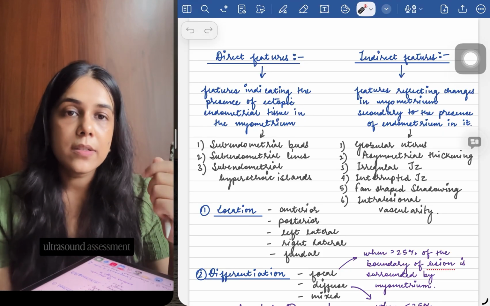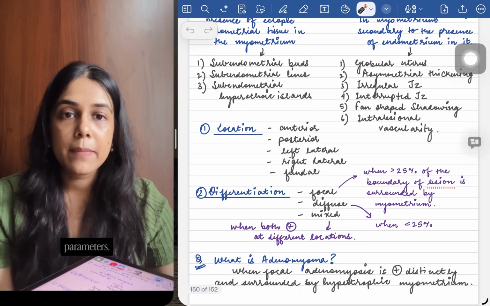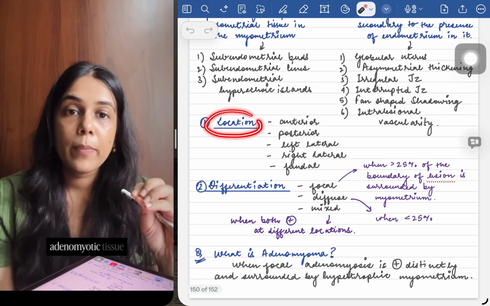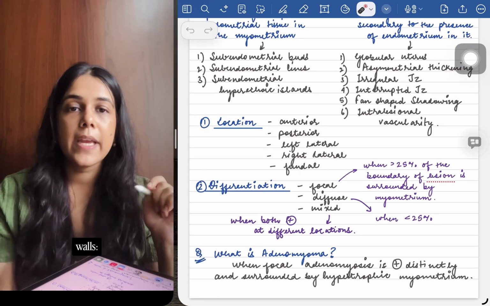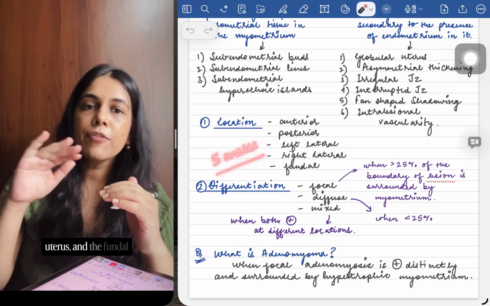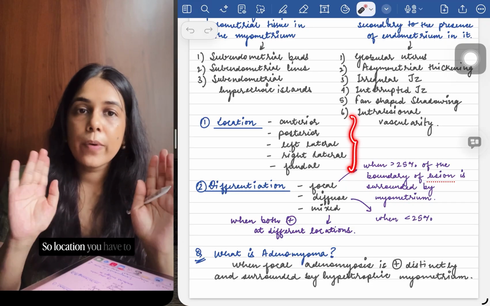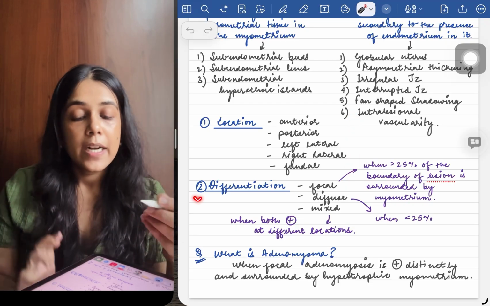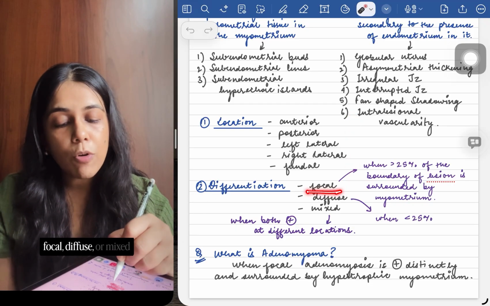What we also see during ultrasound assessment includes 6 other parameters, which includes location of the adenomyotic tissue. It can be in 5 of the walls: anterior wall, posterior wall, left lateral wall, right lateral wall of the uterus, and the fundal part of the uterus. So location you have to tell. Then second is the differentiation. Differentiation includes focal, diffuse, or mixed.